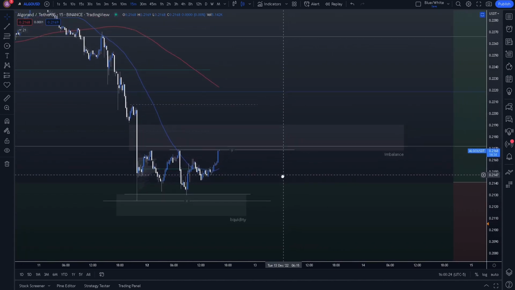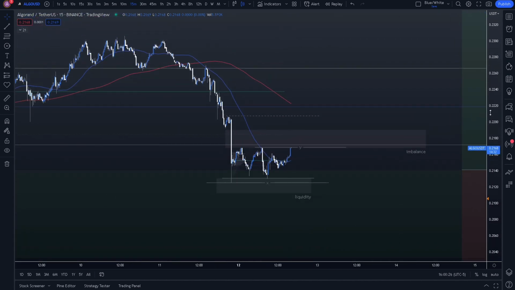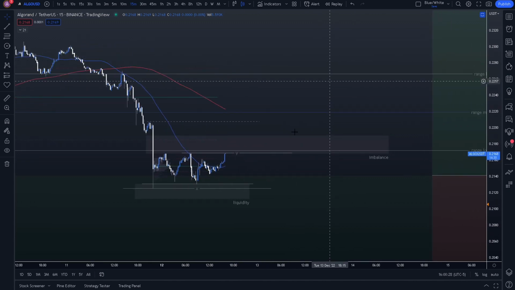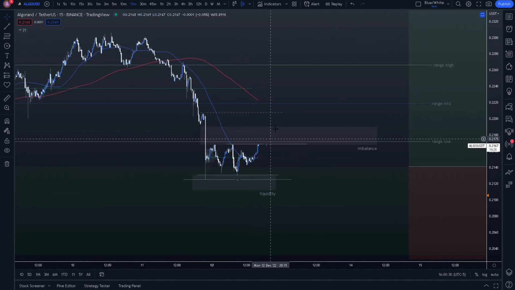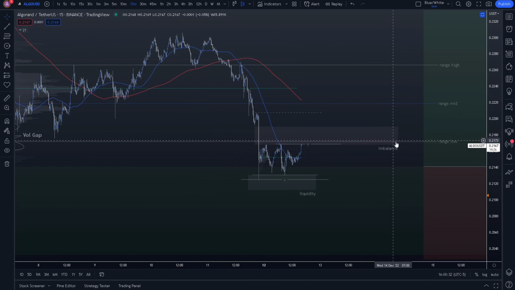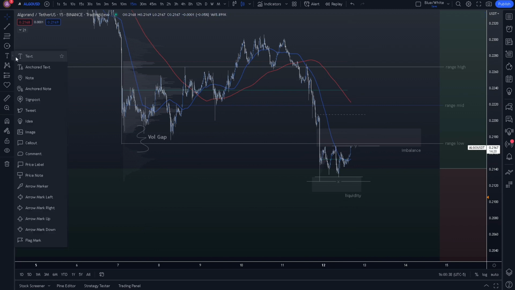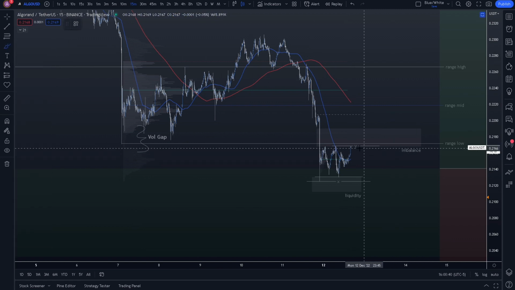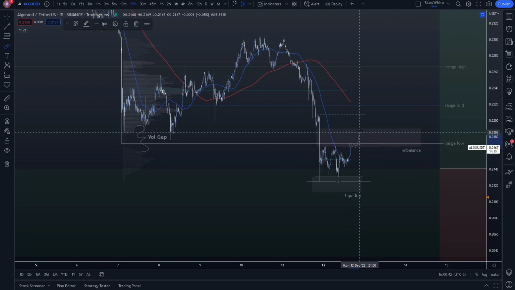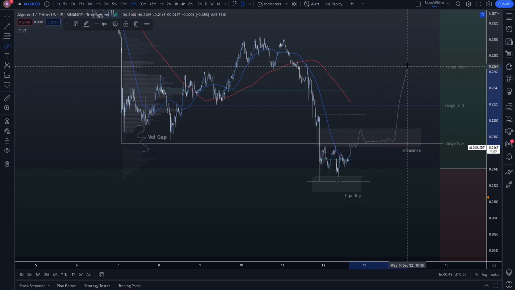So the key levels that we really need to look out for on Algorand are these. The first one is to fill this imbalance, but the reclaim of this range low. As you can see, we do have a volume gap here. So once we kind of enter this area, we're probably going to fill up this fair value gap relatively quickly if we don't get rejected. And then we'll come back down to this range low. And if we can claim this range low, we're looking really, really good to claiming this range high. That'll be my next target.